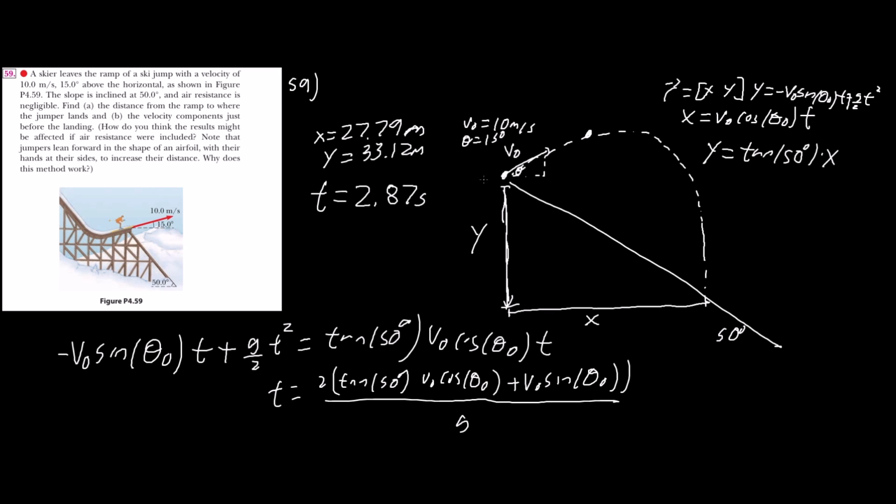So let's take the Pythagorean theorem so we can answer part A. The distance is going to be 43.24 meters. That's the distance where this thing lands. So it will land at 43.24 meters. Beautiful, folks. I hope you find this pretty easy.